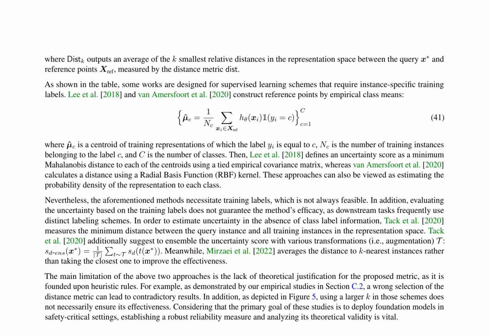Several studies have introduced ways to detect out-of-distribution samples by determining the novelty of the data representation from a deterministic model. These methods commonly use the relative distance information of the query data point's representation vector to other reference points. Some works are designed for supervised learning schemes that require instance-specific training labels, while others estimate uncertainty in the absence of class label information.